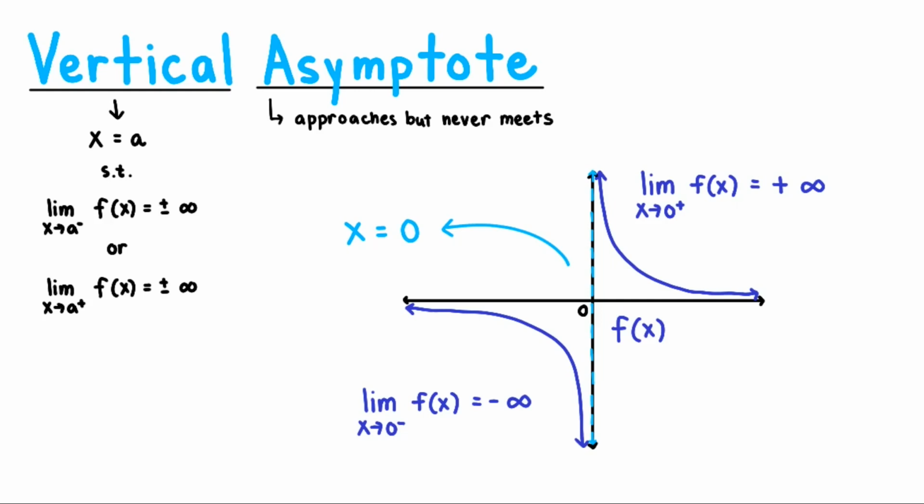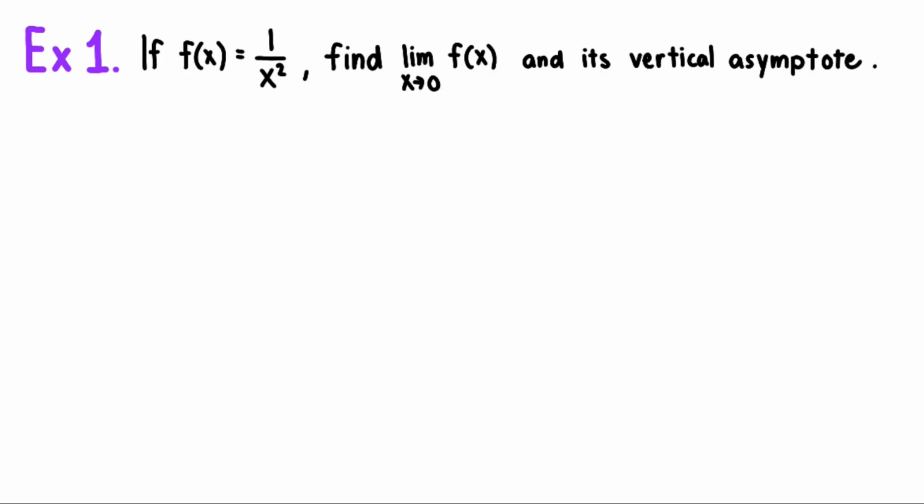Now we are ready to try out our examples. So starting with the first example. In here we are given f of x is equal to 1 over x squared, and we're tasked to find the limit of f of x as x approaches 0 and its vertical asymptote. Before we try out this one, feel free to pause the video so that you may try this one first on your own. Okay, so let us start.